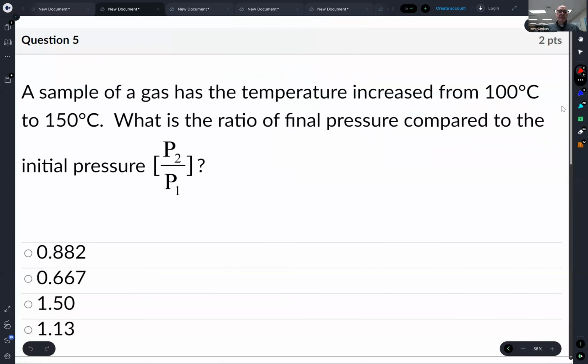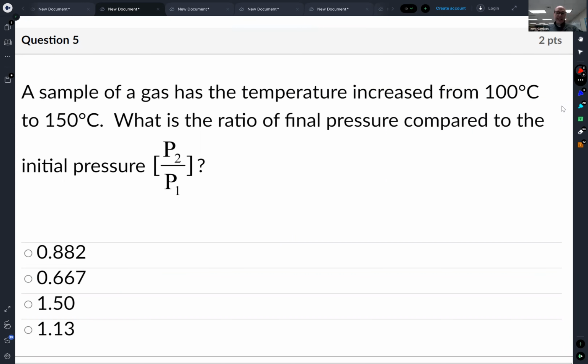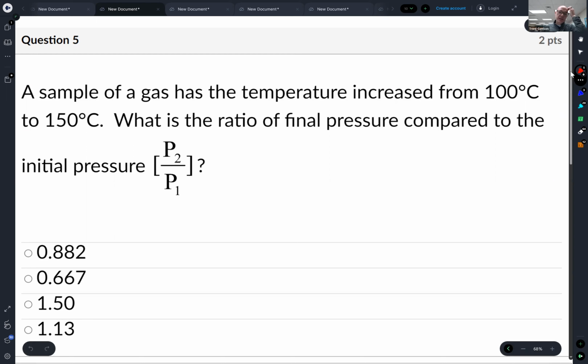Okay, so I've got a ratio that's given to me of P2 over P1, and they want to know what the final pressure is compared to the initial pressure. So they're wanting to know, what is this ratio? Well, all we have to do is think about the equation in our arsenal, which is P1 over T1 equals P2 over T2. We would just need to rearrange this.